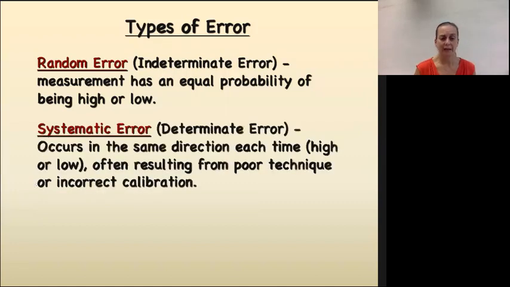When we have systematic error, this means that this is an error that's occurring in the same direction every time. It's either too high every time or it's too low every time. And usually this is a result of poor technique, maybe those parallax errors that we talked about with reading volume, or an incorrect calibration. So if we have systematic error, we may well have very precise values, but we might not have very accurate values.